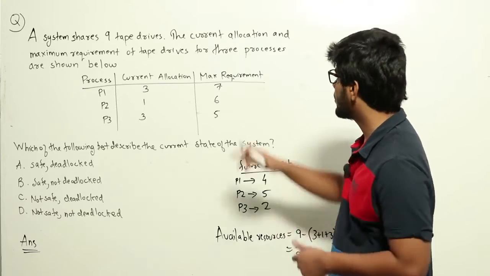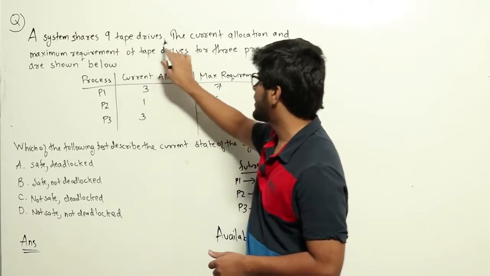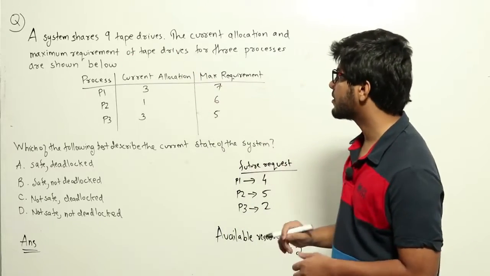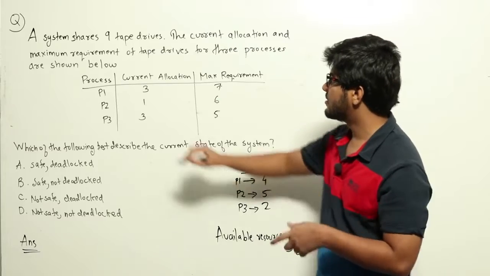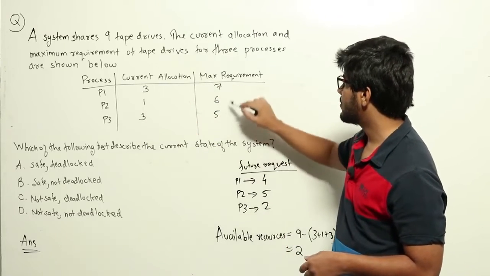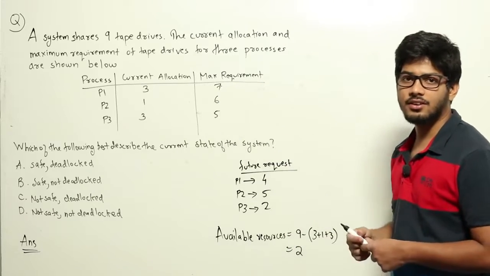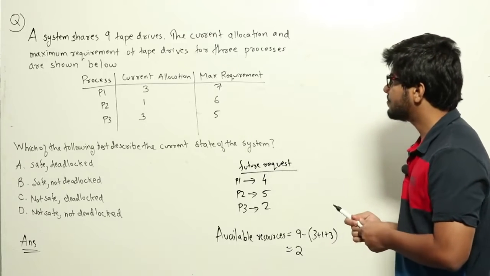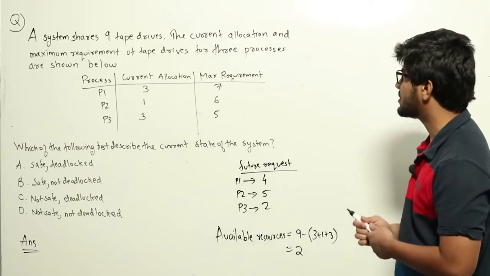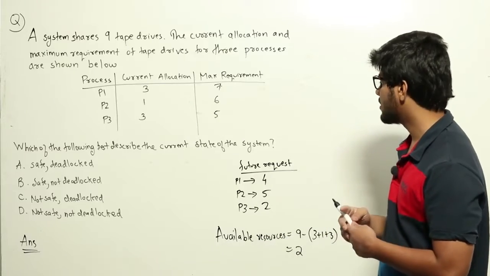So for this question I will show you how to do this. In the question they have given us that there are 9 tape drives. So there are 9 resources shared by these 3 processes, and currently P1 has 3 of those, P2 has 1, P3 has 3, and their maximum requirement of the resources is 7, 6, 5 respectively. They are asking whether it is deadlocked, is it safe, etc.